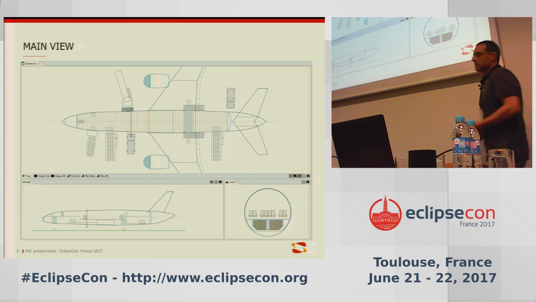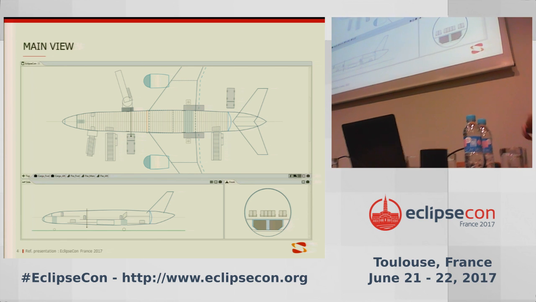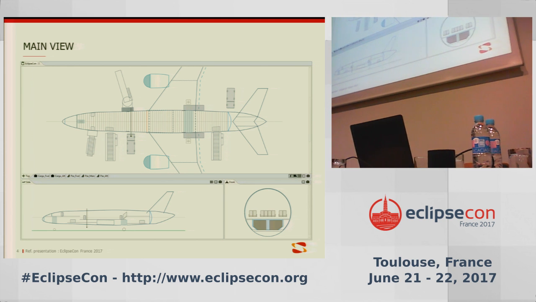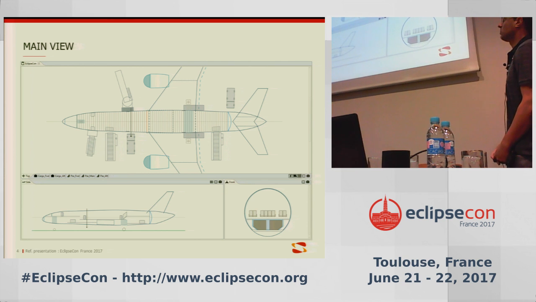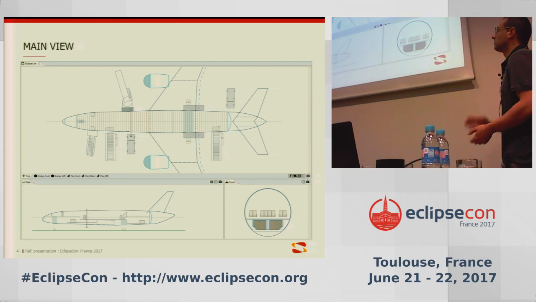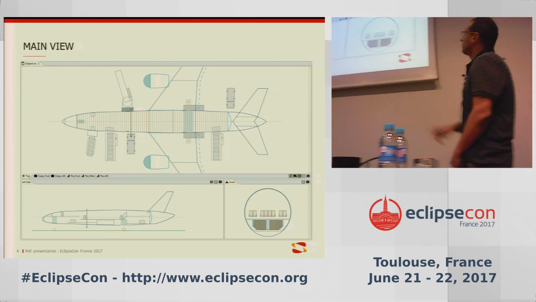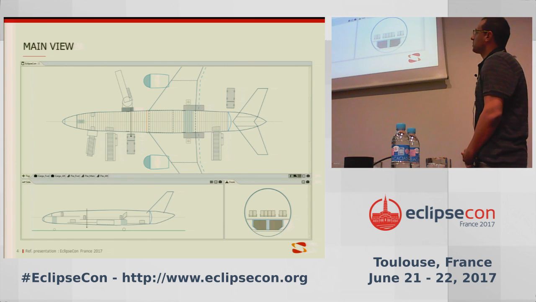So here you can see the main views of the application we have created. You have a top view with the aircraft geometry, with the wing and outside components like trucks and the passenger bridge. You have a side view where you can see the doors and the different decks. And the front view, where you can see the elements at a given position on the aircraft.